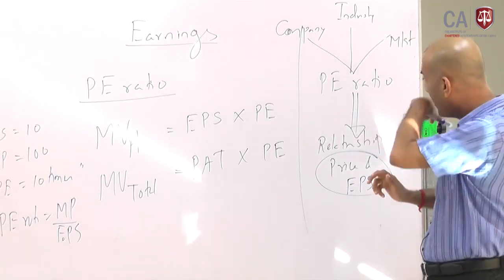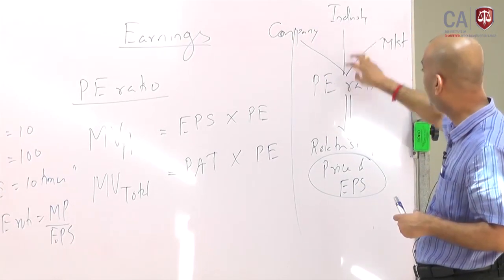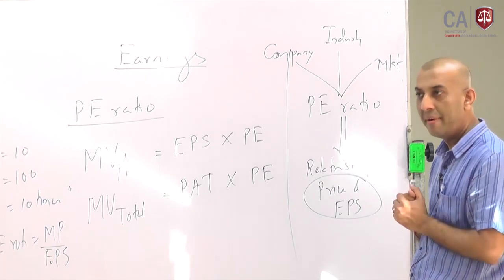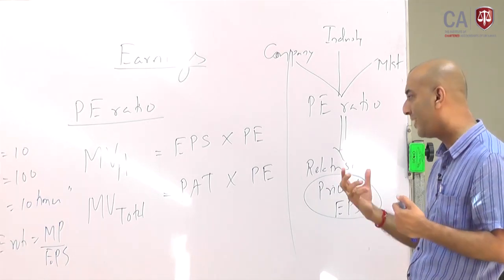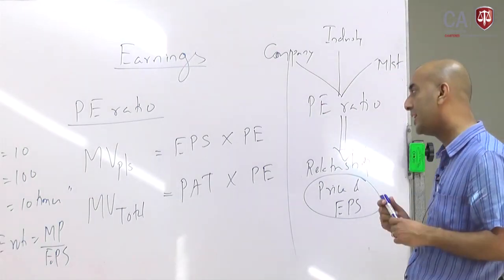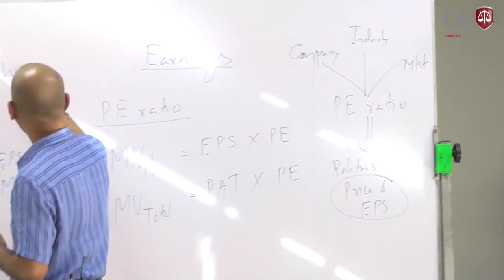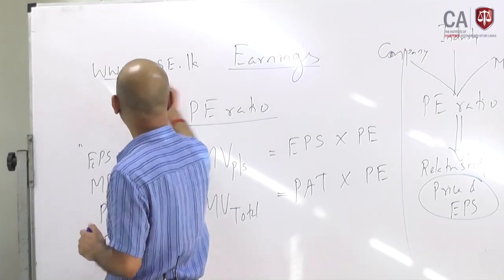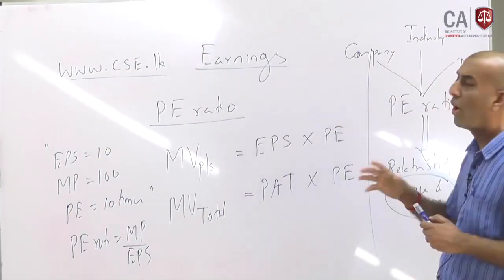Please understand that your PE ratio can be company specific, industry specific, or market specific. So generally in the stock market environment, you will be able to get the PE ratio of the company, industry PE, and market PE. On the CSE website, www.cse.lk, you can go through the website to find out the PE ratio of the industry.